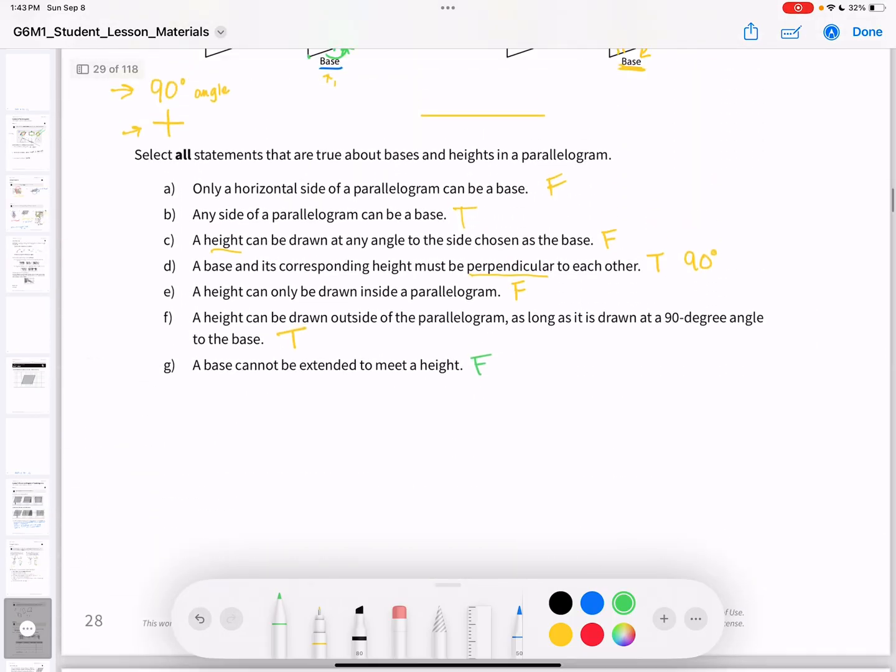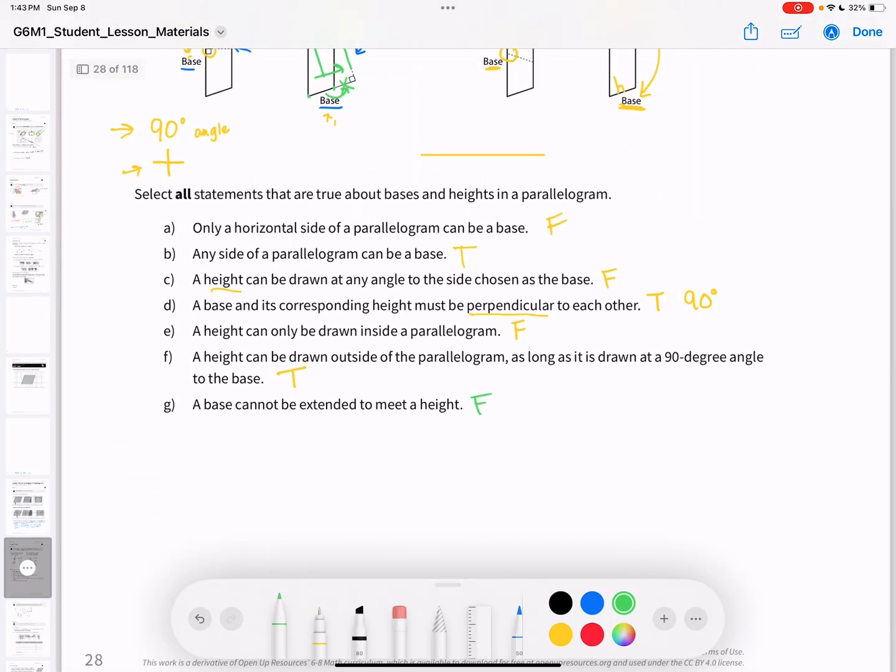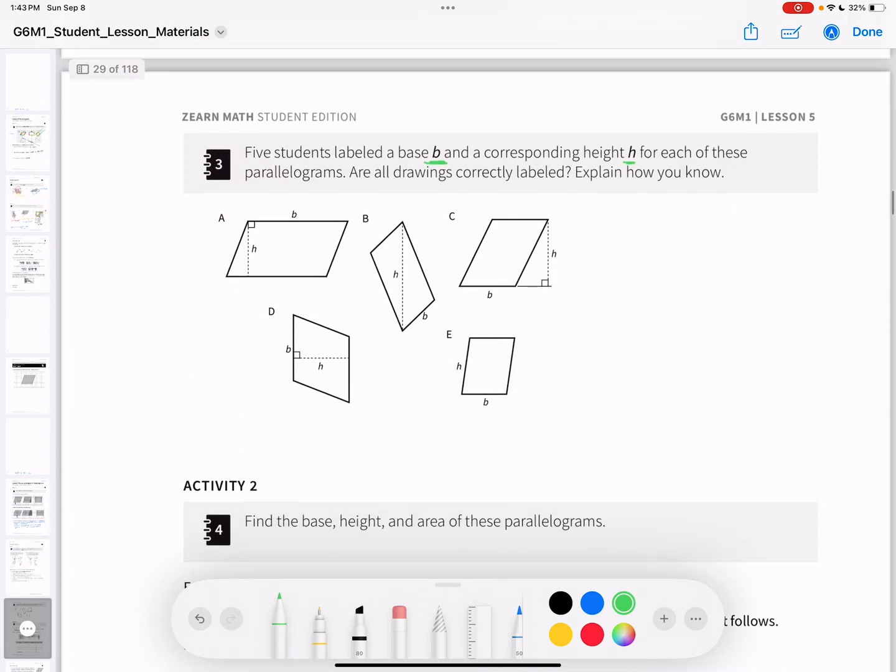Well, if we go back up to this true and false, we know that any side can be a base. We know that a base and the height must be perpendicular or meet at 90 degrees. And we know that a height can be drawn outside of the base as long as it's at a 90-degree angle to the base. So let's think.